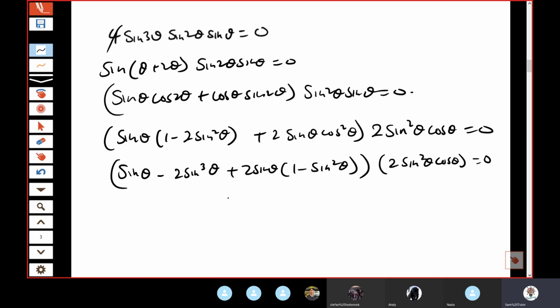Next bracket. Yeah, it's actually okay, I think. This one here. Sine plus 2 sine, 3 sine, minus 2, minus 2, minus 4. Let's have a look at that line. Sine plus 2 sine, it's 3. Minus 2, minus 2, sine cubed is minus 4. Yep. I'm going to change the sine squared to 1 minus cos squared.